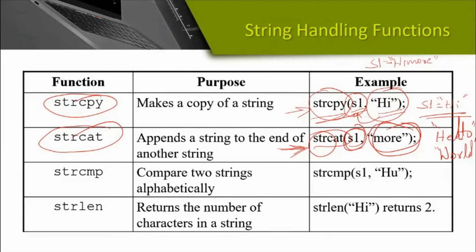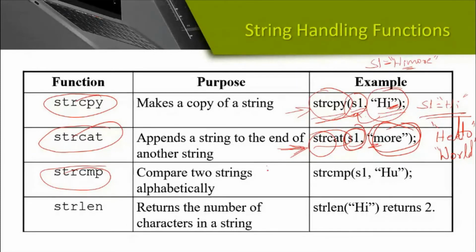That is high, more. And there won't be any space in between HI and MORE because no space is given here or here. So obviously there won't be any space. Now strcmp, that is string comparison. strcmp is string comparison. It is in order to compare two strings alphabetically. That is, we want to compare two different strings, whether they are the same or not. That is what we want to check.